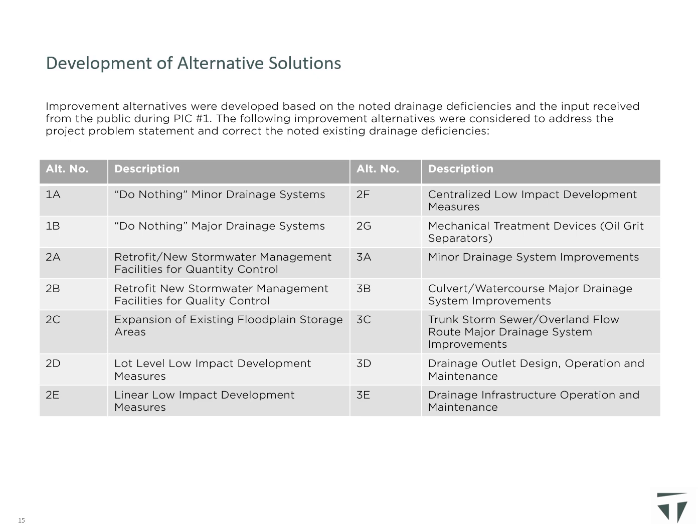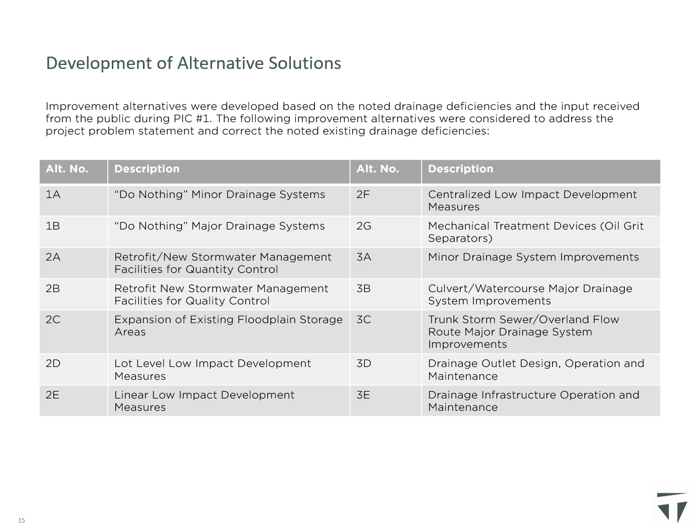Alternative 1A, Do Nothing Minor Drainage Systems. Alternative 1B, Do Nothing Major Drainage Systems. Alternative 2A, Retrofit/New Stormwater Management Facilities for Quantity Control. Alternative 2B, Retrofit/New Stormwater Management Facilities for Quality Control. Alternative 2C, Expansion of Existing Floodplain Storage Areas. Alternative 2D, Lot Level Low Impact Development Measures. Alternative 2E, Linear Low Impact Development Measures. Alternative 2F, Centralized Low Impact Development Measures. Alternative 2G, Mechanical Treatment Devices.